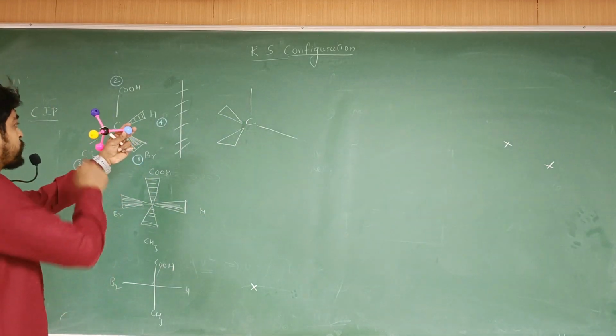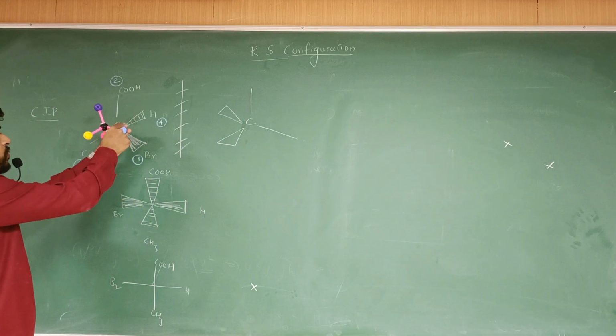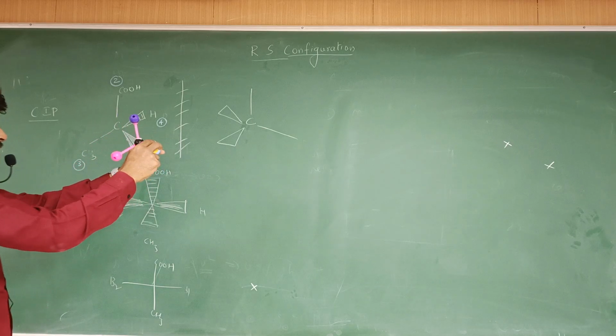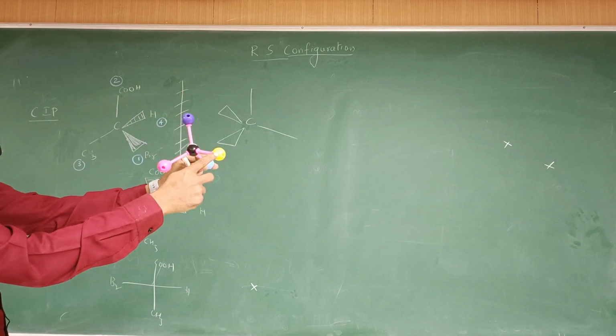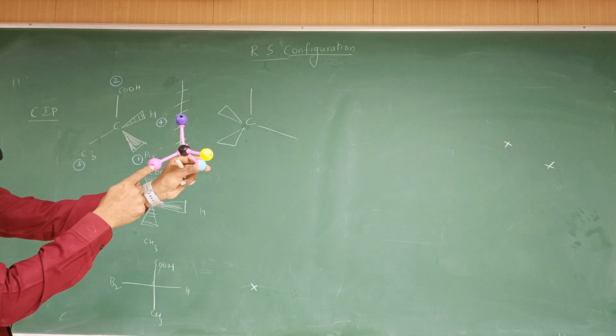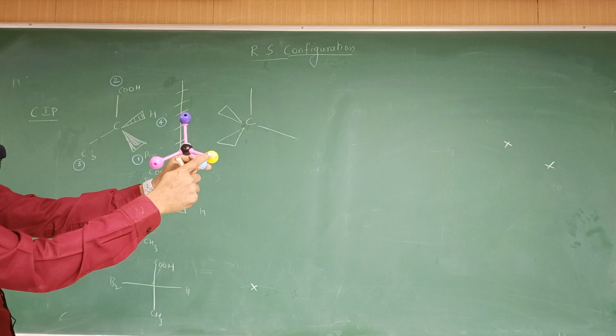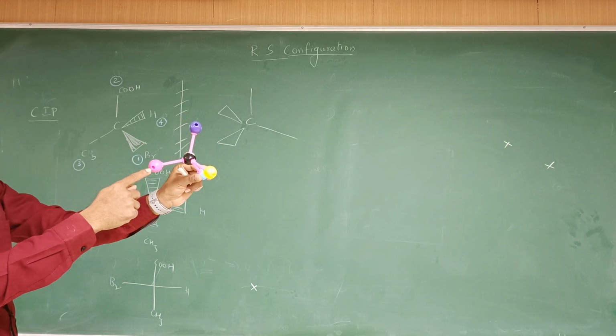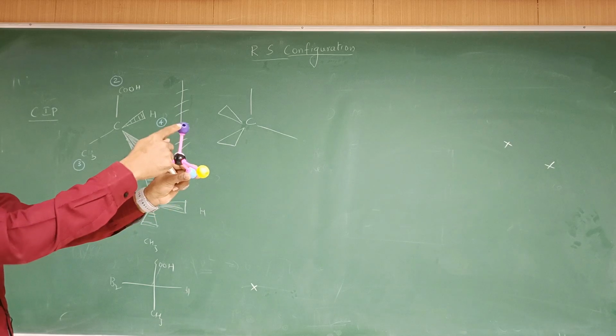So the remaining groups, this was hydrogen. Now you have directed it like this. Now the remaining groups are, this is bromine, this is COOH, this is CH3. So this is 1, this is 2, this is 3. Can you see it that way? Is everybody following? 1, 2, 3.